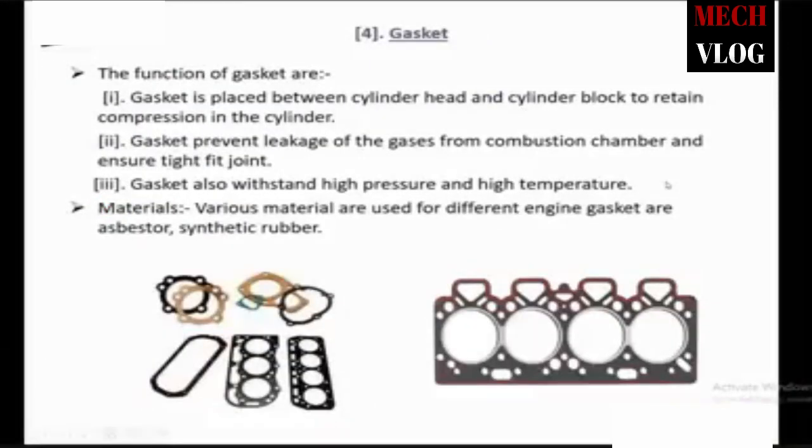We already told about gaskets. A gasket is used for a tight fit and leak proof joint between the cylinder head and the cylinder block. The function of gaskets: the gasket is placed between the cylinder head and cylinder block to retain compression in the cylinder. The gaskets prevent leakage of gases from the combustion chamber and ensure a tight fit joint. We already discussed that. The gasket also withstands high pressure and high temperature. These are the main functions of gaskets.